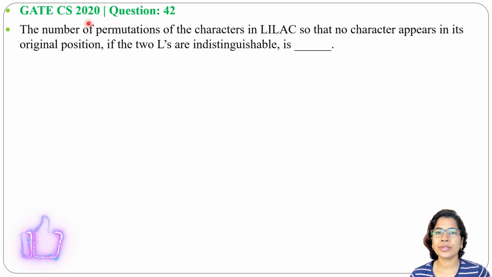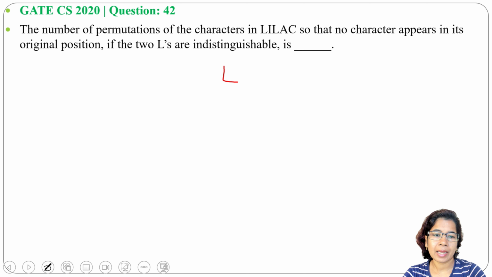Let's solve one previous question of combinatorics. This question was asked in GATE CS 2020, question number 42. The number of permutations of the characters in LILAC so that no character appears in its original position, if the two L's are indistinguishable, is dash. Indistinguishable means the two L's are the same.